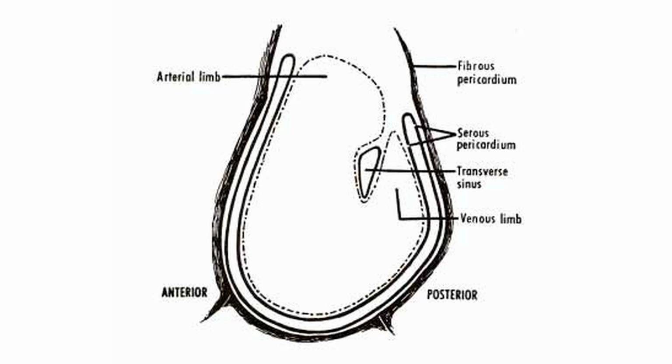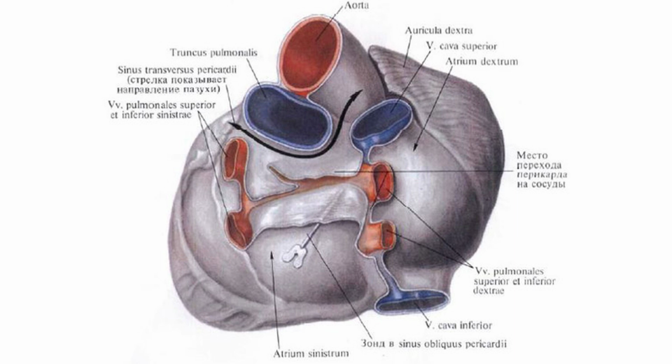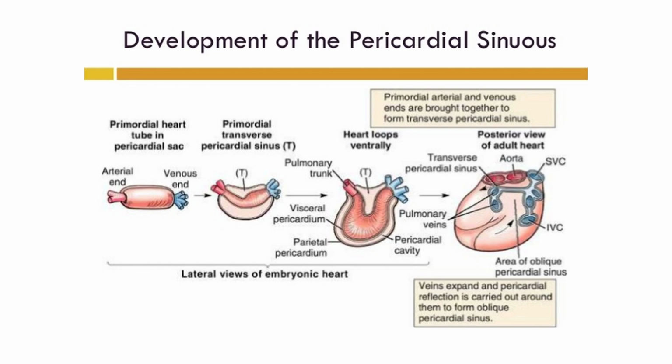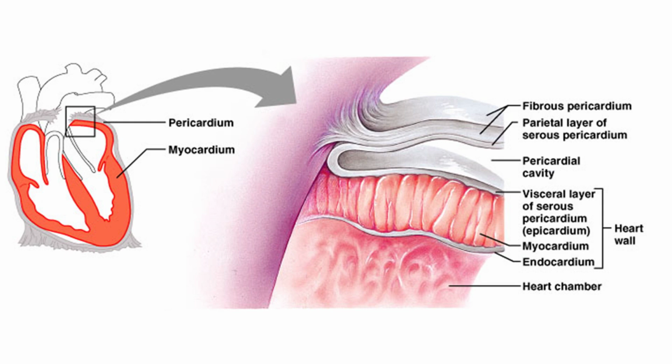The two lower chambers are the ventricles. The right ventricle pumps deoxygenated blood to the lungs via the pulmonary artery. The left ventricle, more muscular, pumps oxygenated blood throughout the body via the aorta.